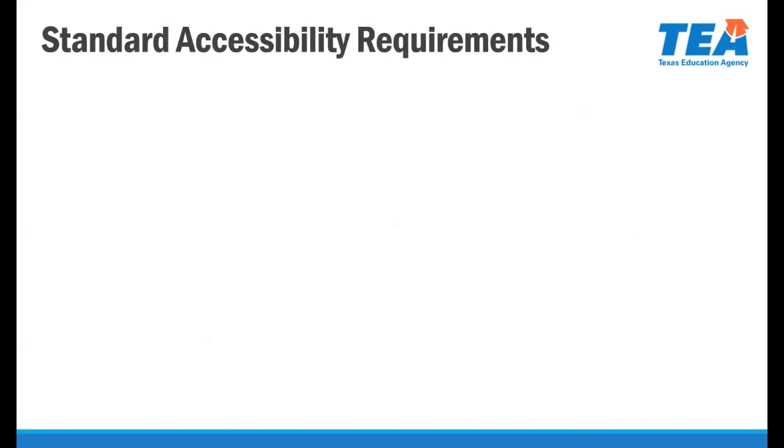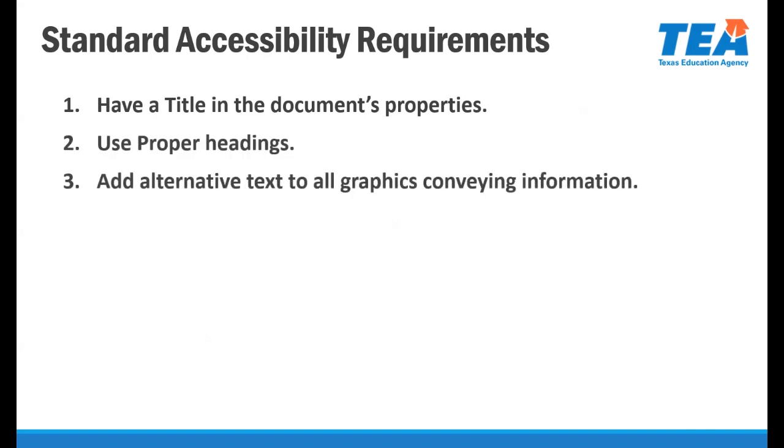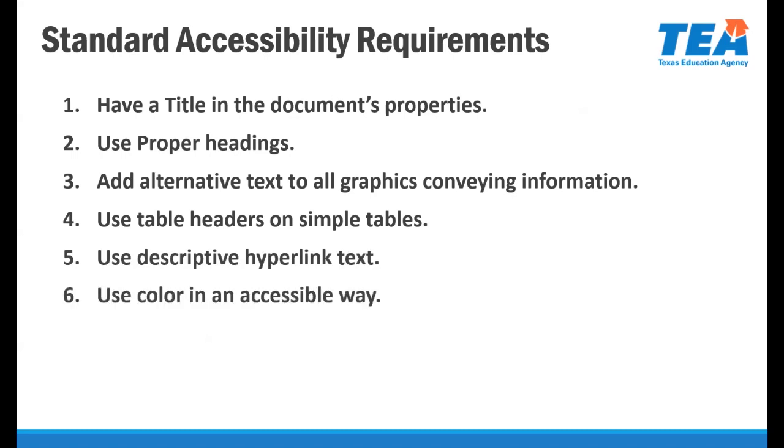Standard accessibility requirements. Use the following standard requirements to make sure your documents meet accessibility. Having a title in the document's properties, using proper headings, add alternate text to all graphics conveying information, use table headers on simple tables, use descriptive hyperlink text, use color in an accessible way, and always check for accessibility.